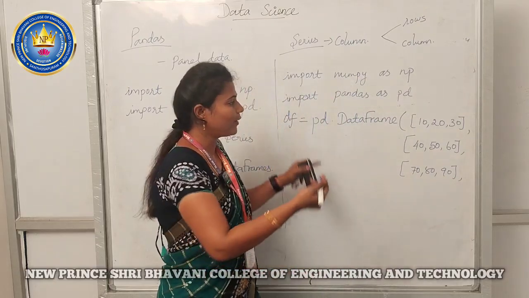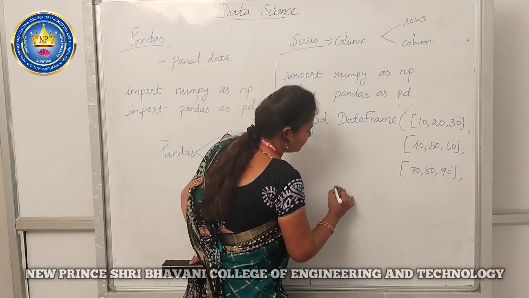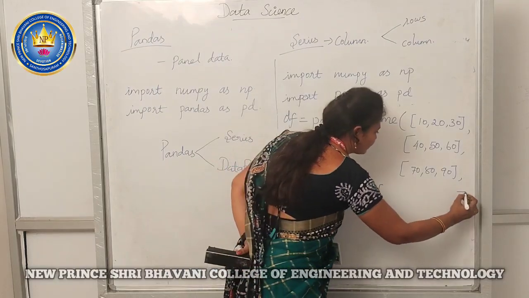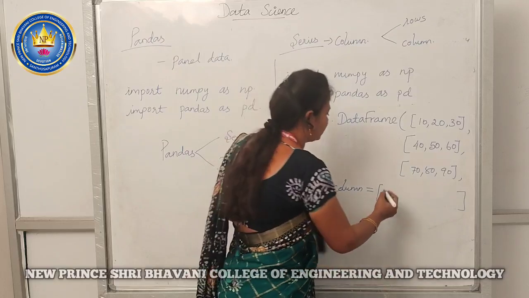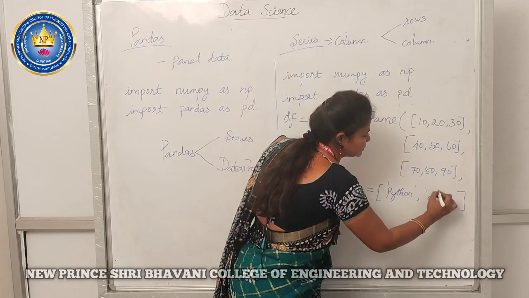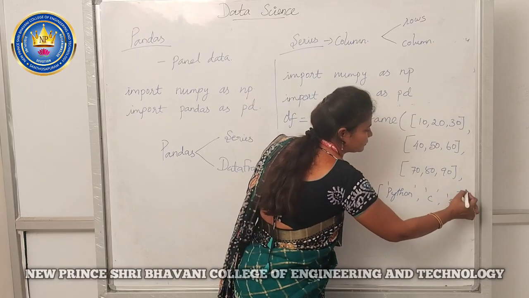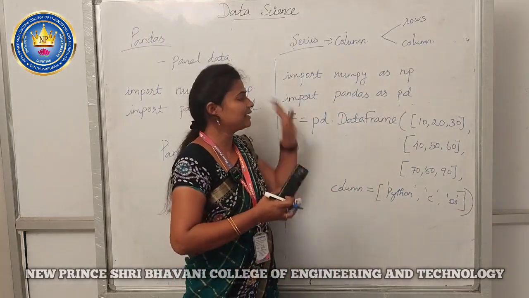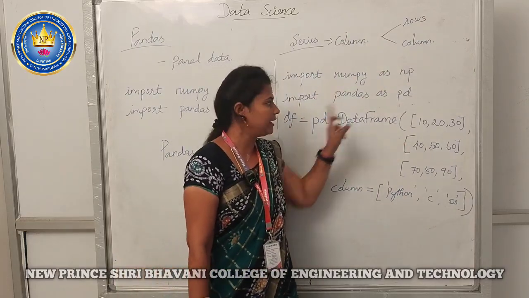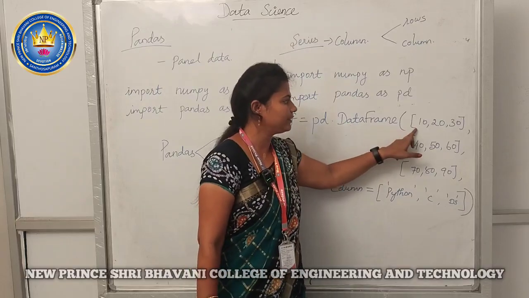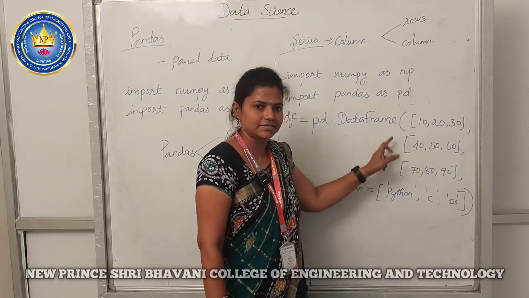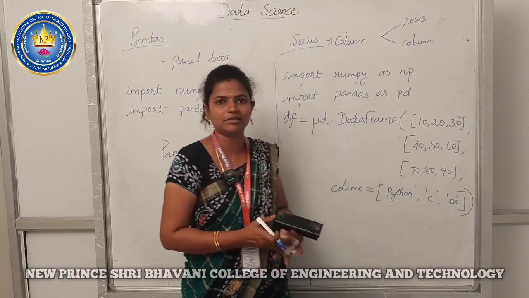And also I am going to add one more column. My columns is equal to, I am going to add the student subjects. I am going to add the subject names: Python, next one is C, another one is data structure. Now I am creating a particular data frame. df, data frame, is equal to pd, my alias, dot DataFrame of 10, 20, 30 as my values. That's why we say it is multi-dimensional. We have three multi-dimensional arrays.